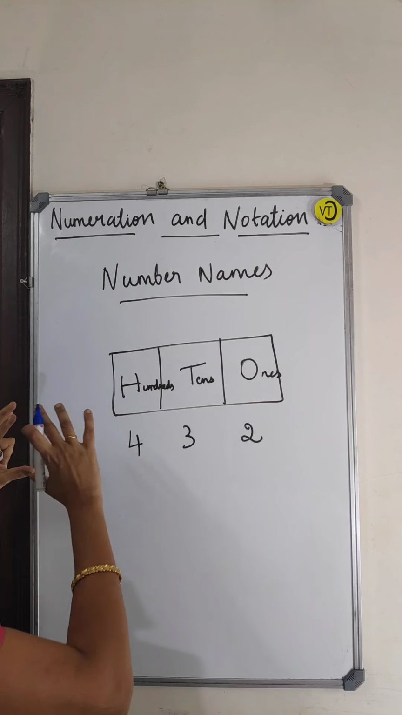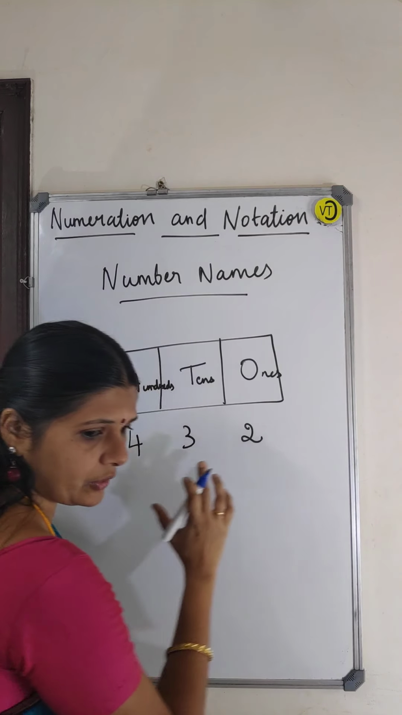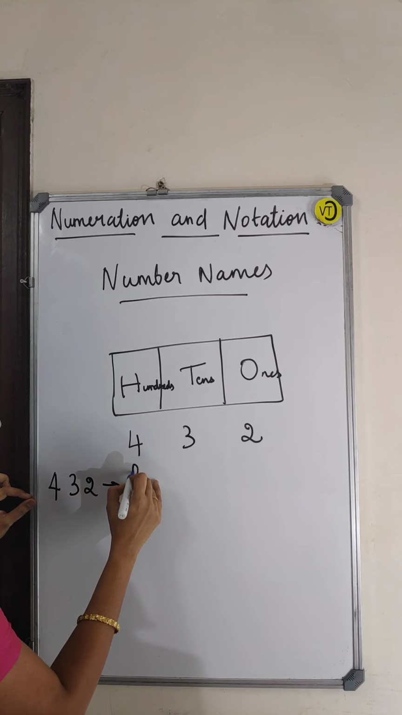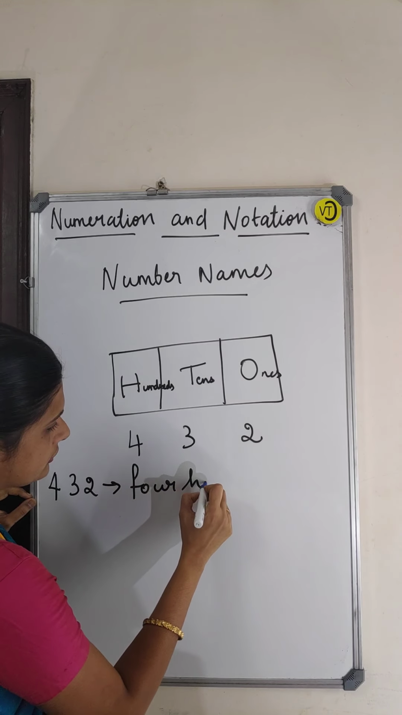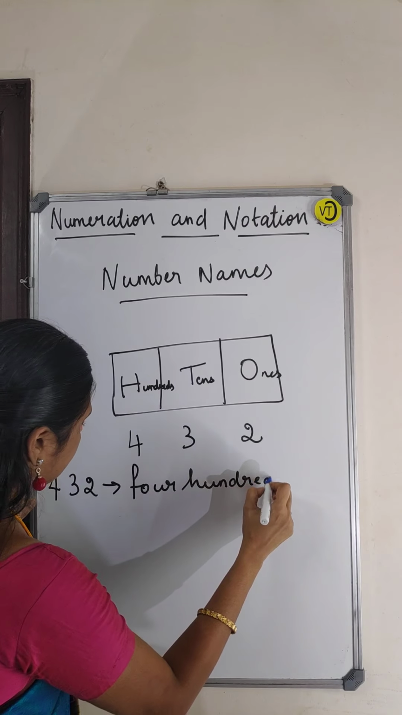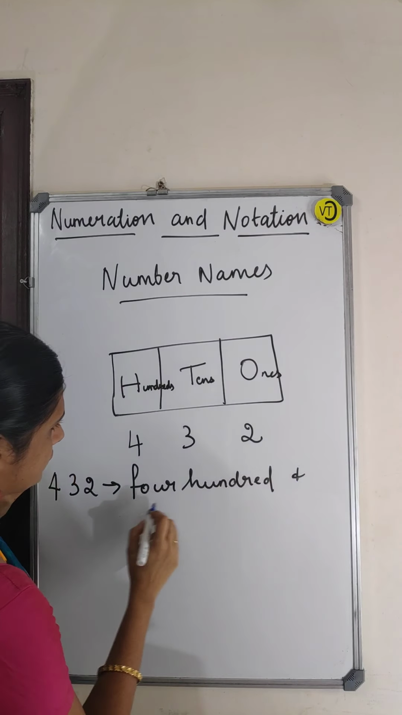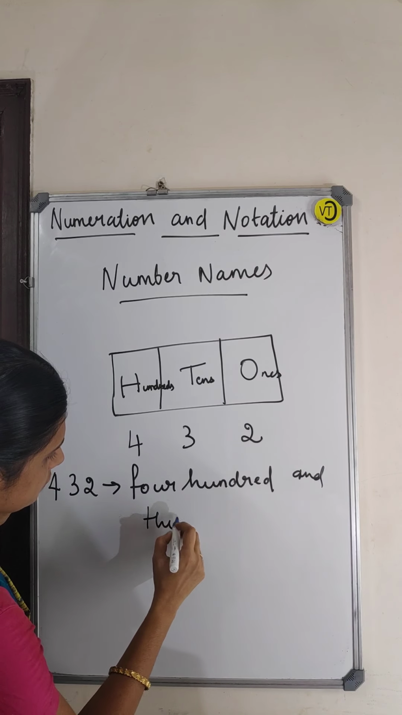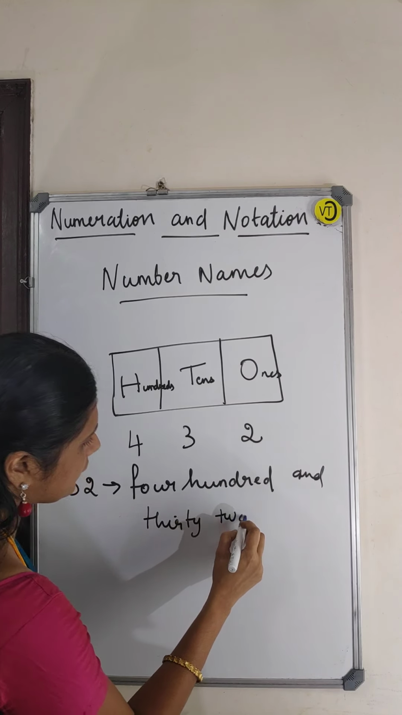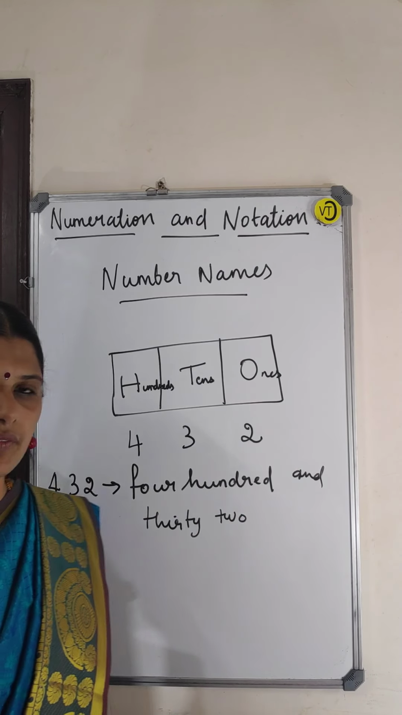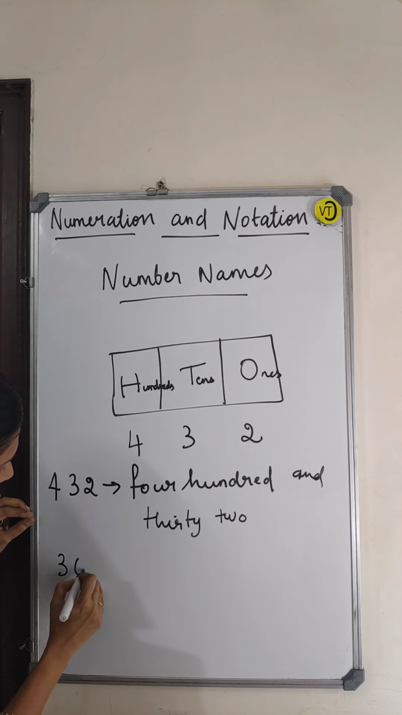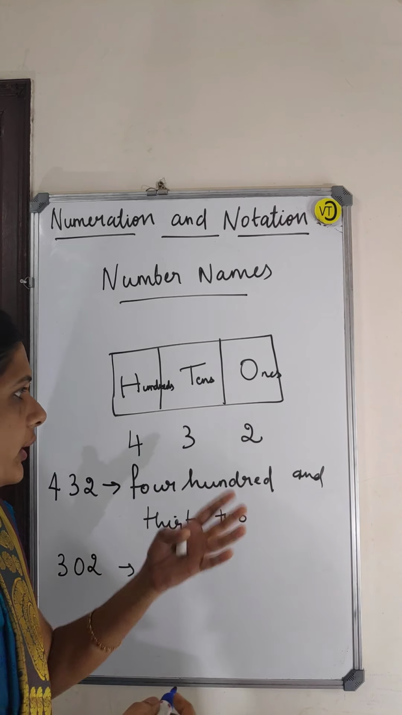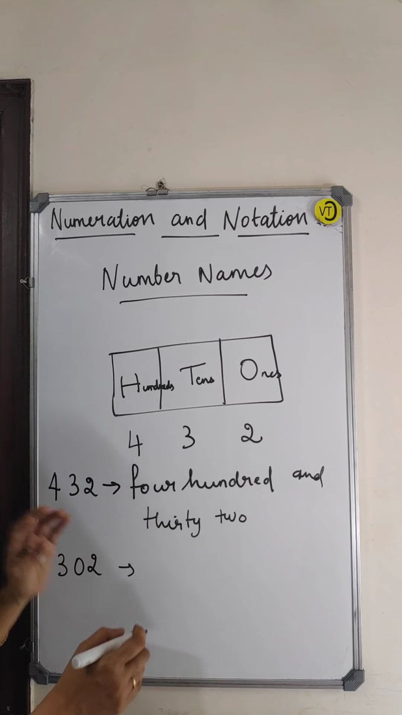Okay. 2 ones, 3 tens, 4 hundreds. Now, how can I represent the number? Number name. How can I write it? 432. How can I write? 400 and 32. One more number I will take. 302. Okay, ma'am, the tens place is not there. What will I do? Okay, leave that. 302 only.